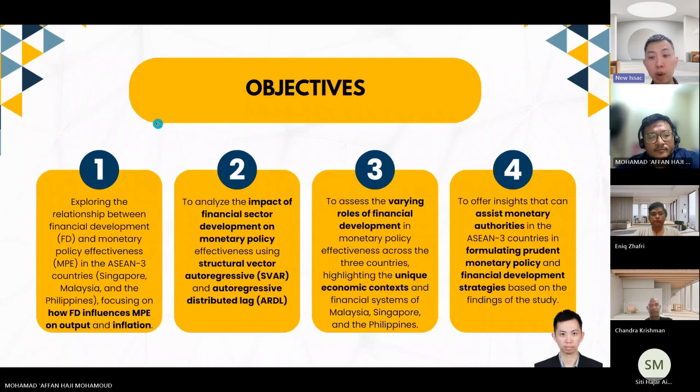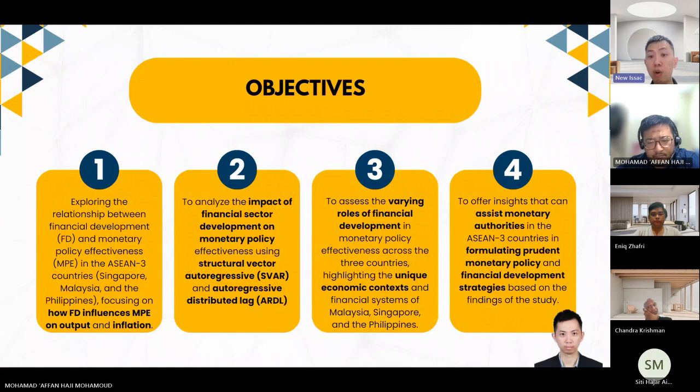Our second objective is to analyze the impact of financial sector development on monetary policy effectiveness using the structural vector autoregressive, SVAR, and autoregressive distributed lag, ARDL, methods. Our third objective is to reassess the varying roles of financial development in monetary policy effectiveness across the 3 countries, highlighting the unique economic context and financial system of Malaysia, Singapore, and the Philippines.